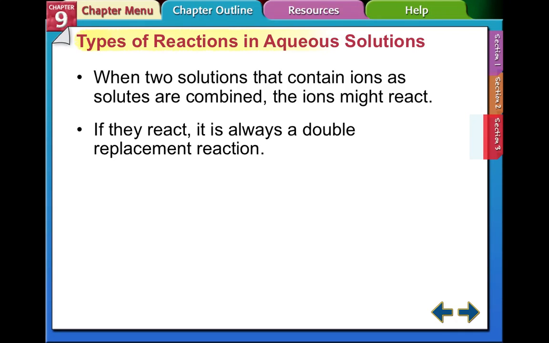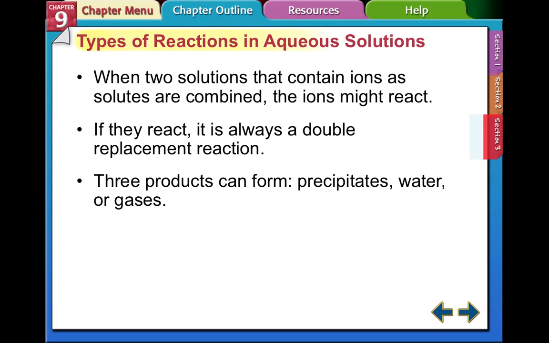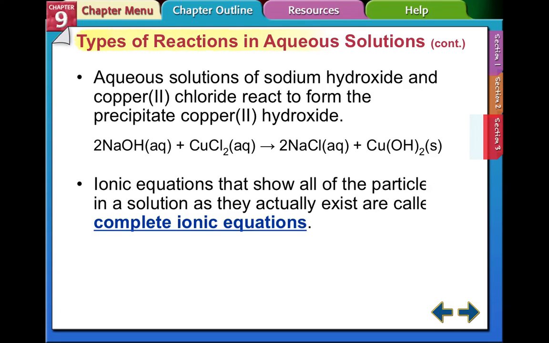Okay, when two solutions that contain ions as solutes are combined, the ions might react. So remember, an ion is a charged particle, positive and negative. An ionic compound that I think of right off the top of my head is sodium chloride. Remember, the sodium was the positive, the cation, and the chlorine was the negative, the anion. If they react, it's always a double replacement reaction. Three products that can form. You guys are really good at giving me this answer: precipitate, water, or gas.